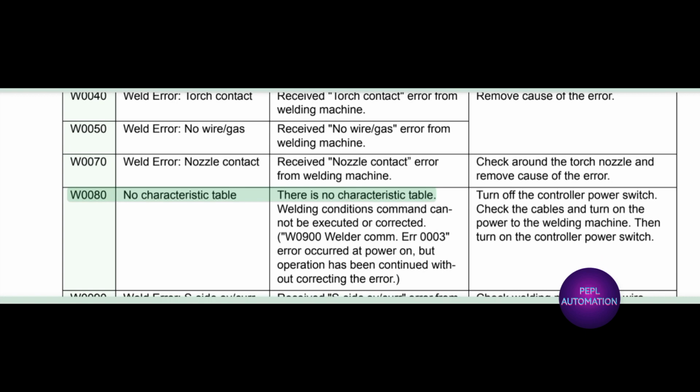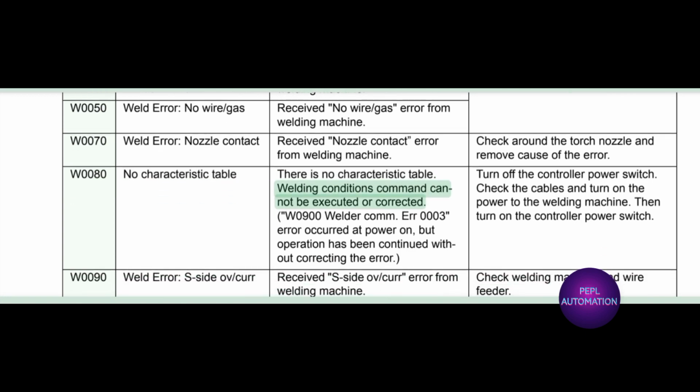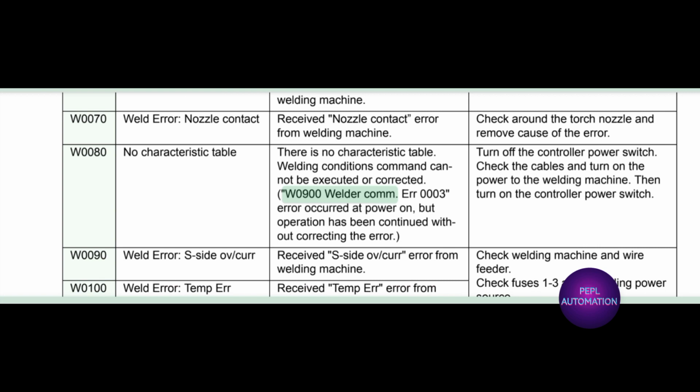W0080 no characteristic table. There is no characteristic table. Welding conditions command cannot be executed or corrected. W0900 Welder.com.